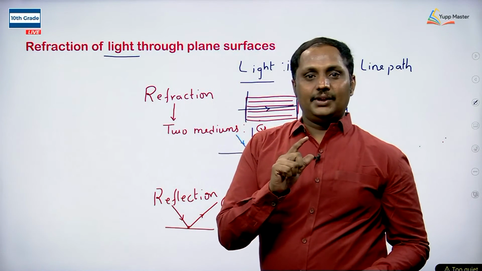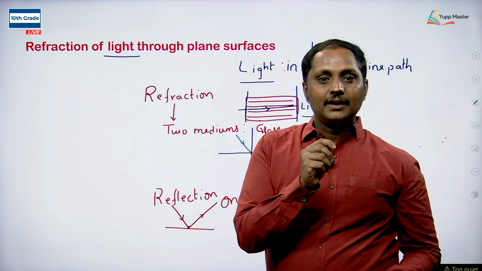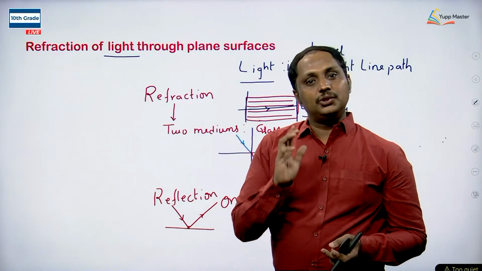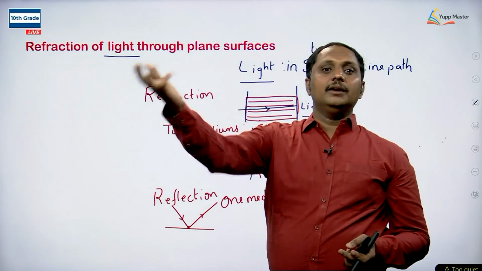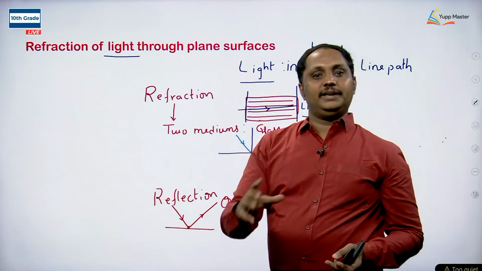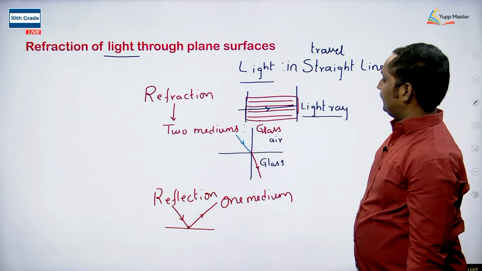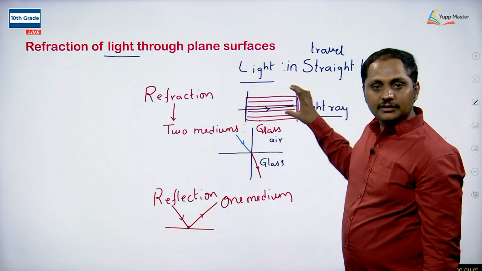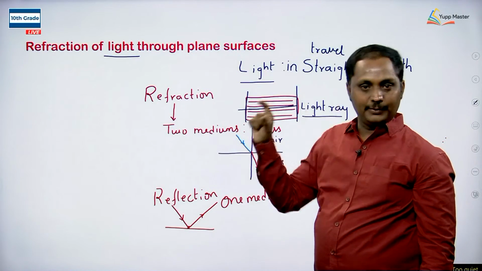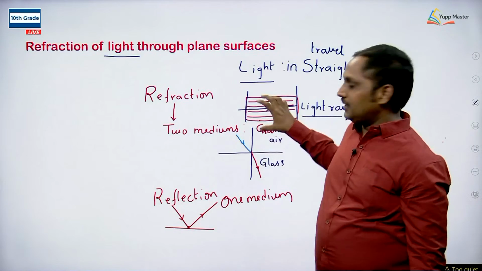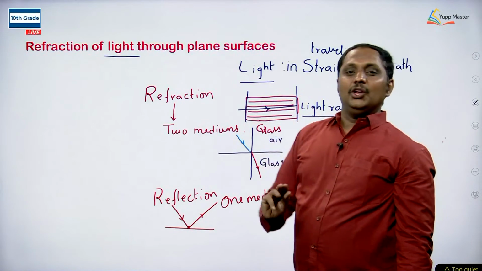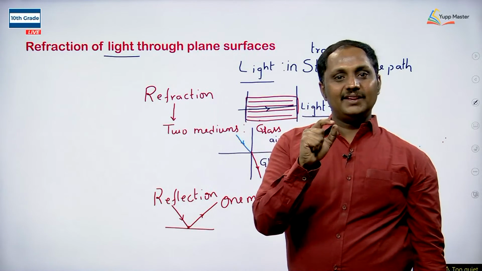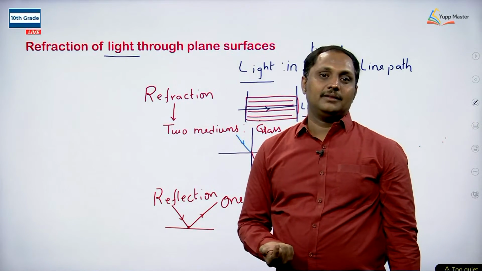Why? You have to notice the speed of light in all the materials is not uniform. If you take air, and if you take water, it is different. Here, what we have discussed is, first, if light is traveling in the same medium, it travels with the same speed and there is no change in its direction.